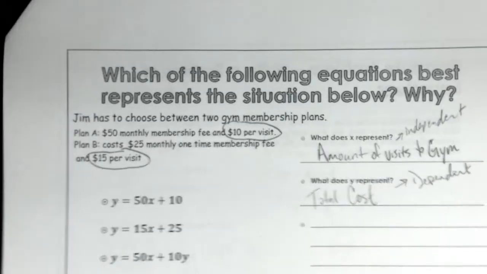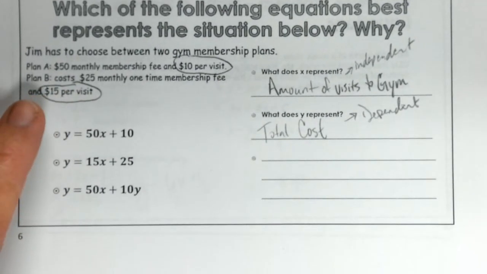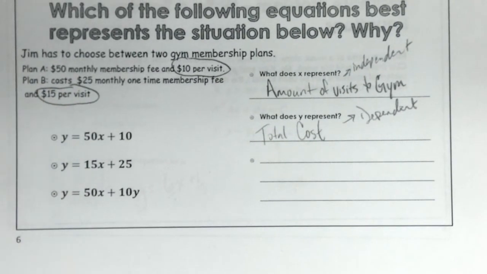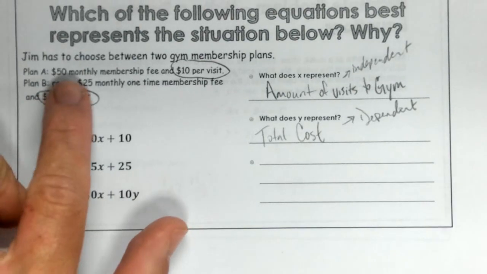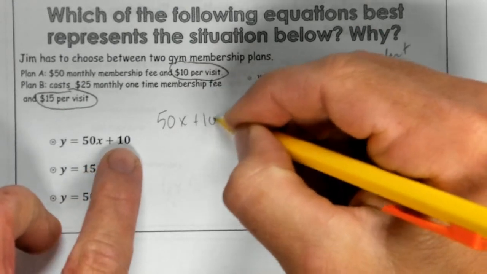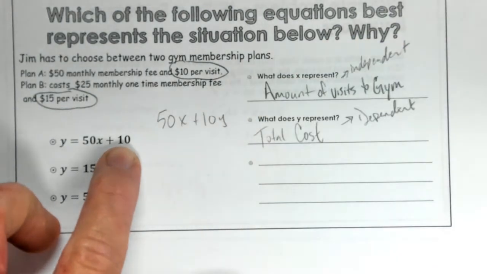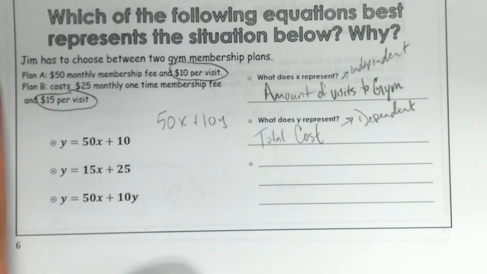Here, we don't have our total. It doesn't tell me what the total cost I'm paying is. So I need to write that in slope-intercept form. $50 monthly membership fee, 50 times X, plus $10 per visit. Why? Okay, and now you're looking for your total cost. All right, put it to the back.